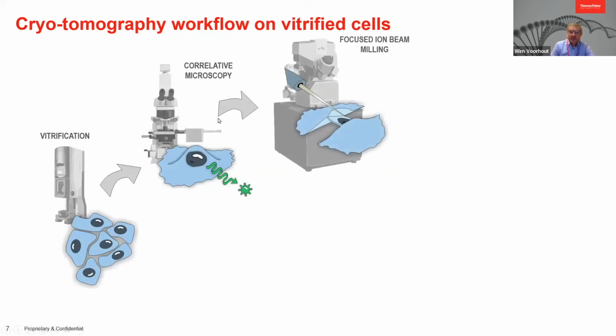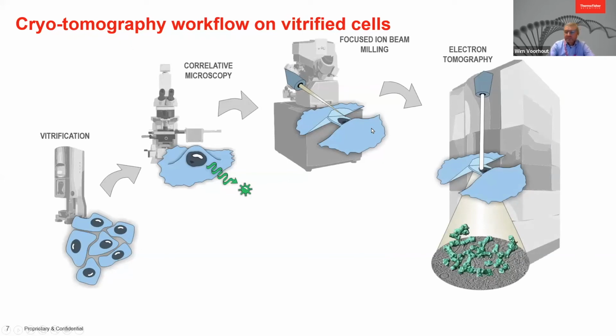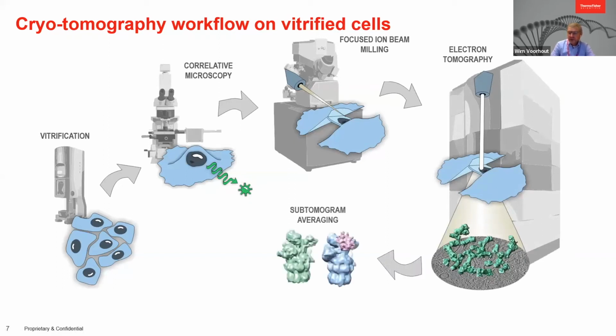So then you transfer your sample from the cryo-light microscope into the dual beam system, all under cryo conditions. And then you can use the ion beam to thin down and to mill your cells. And then after the milling, you transfer the cells to the electron microscope, and you can record your tilt series and reconstruct your tomogram, or do subtomogram averaging to get high resolution structures of the individual proteins in a cell.